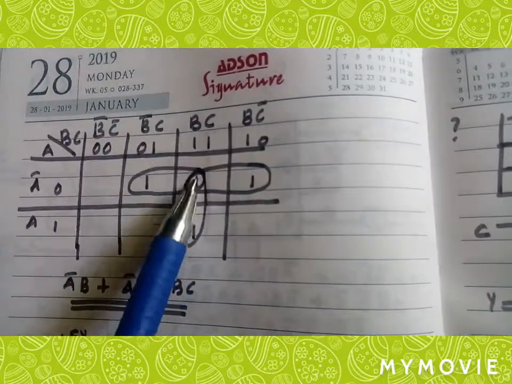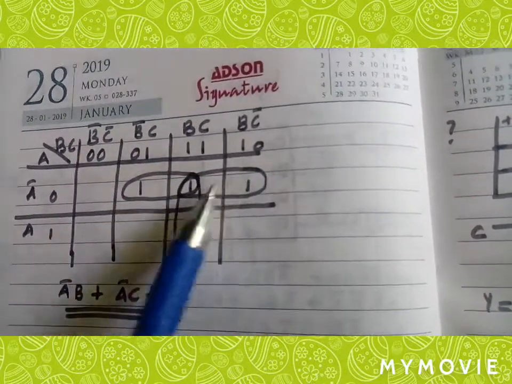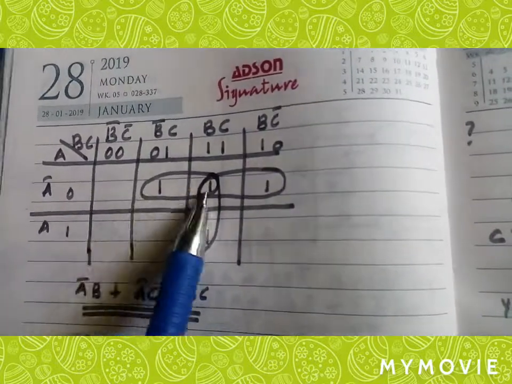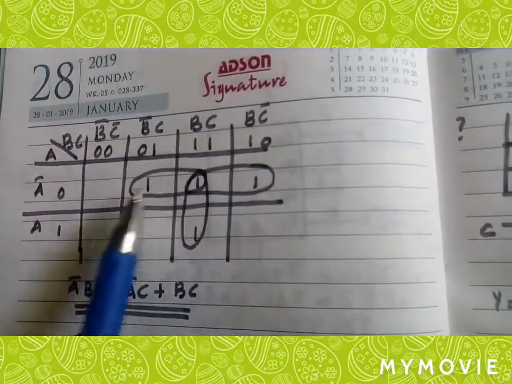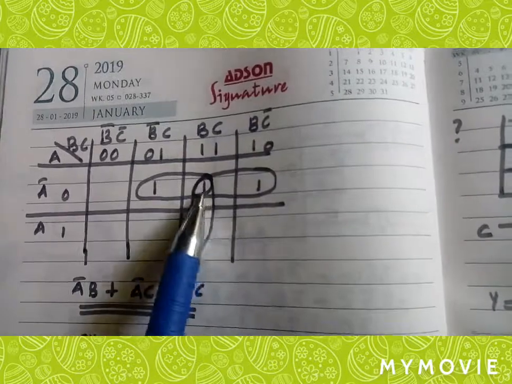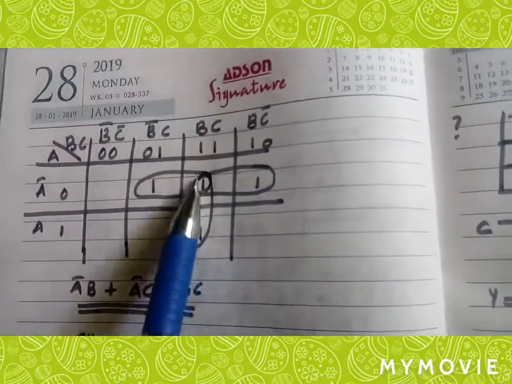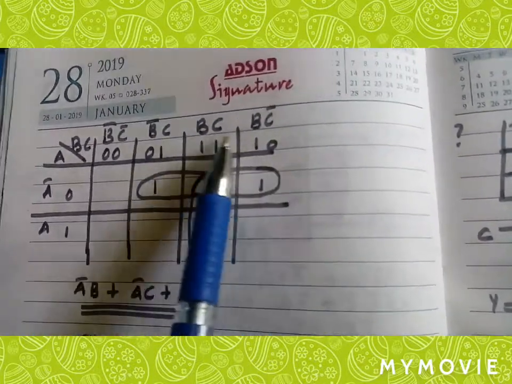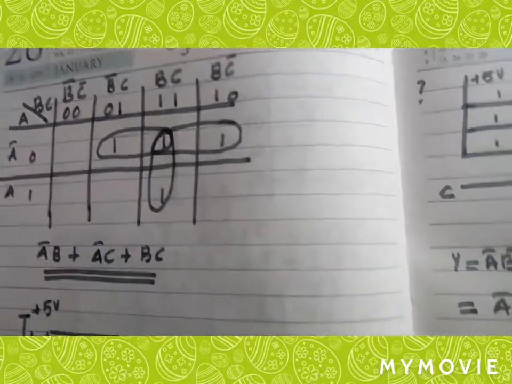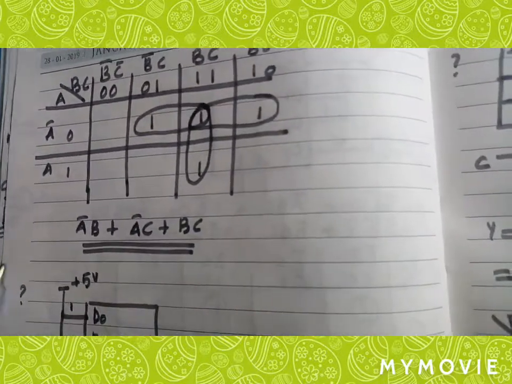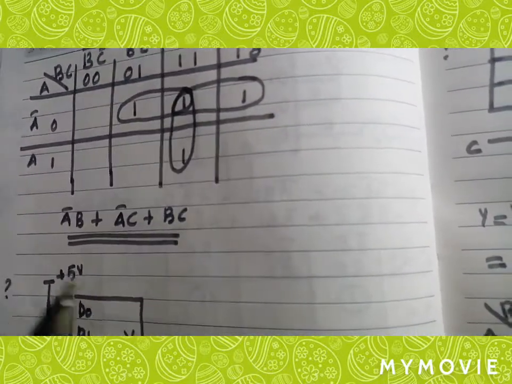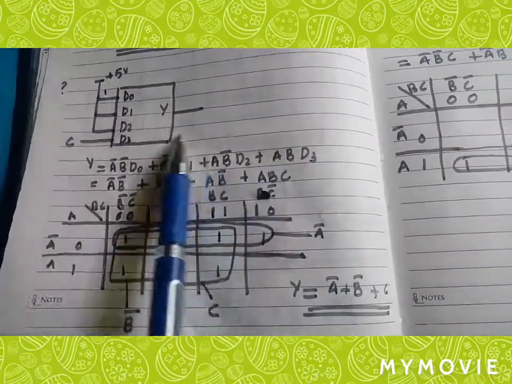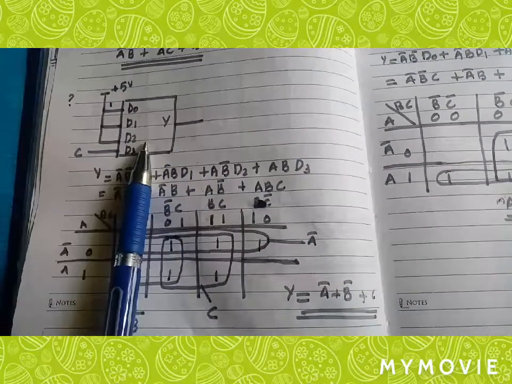Here we can minimize; these are considered as 3 pairs. Here A bar is not changing, also C is not changing, so A bar C. Here for this pair A is changing, B C is not changing, so BC. Here it is B and A bar, so A bar B. So this is the answer, that is A bar B plus A bar C plus BC. Next we are going to study this multiplexer.